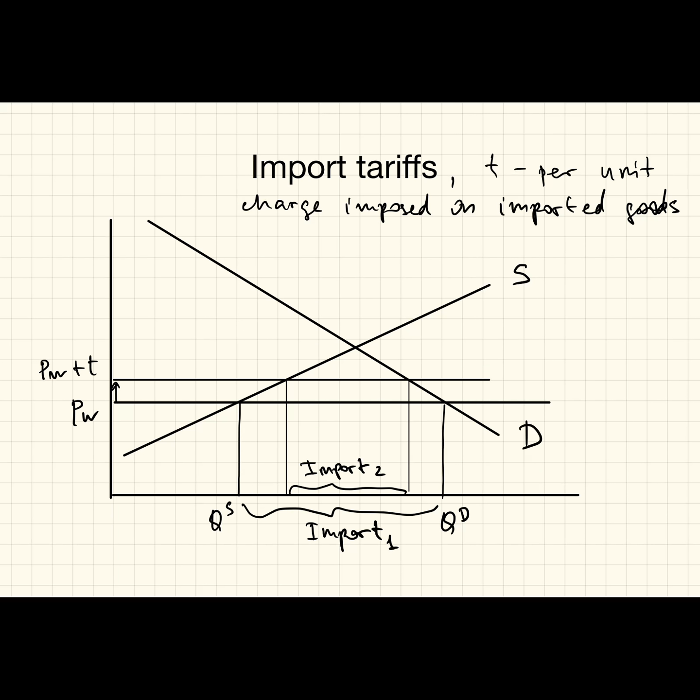Next thing we can notice is that given this per unit charge on every unit imported, we would expect the government to collect revenue equal to this area. Because this is T, right? And this is import 2, so T times import 2 equals tariff revenue.